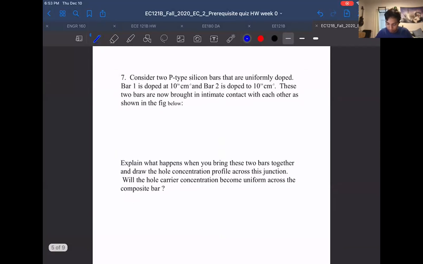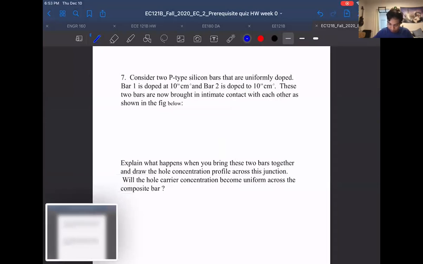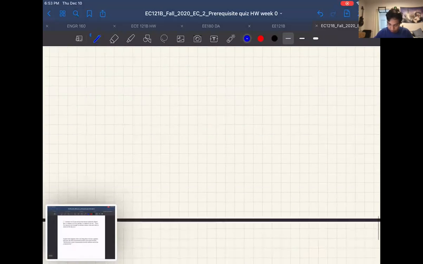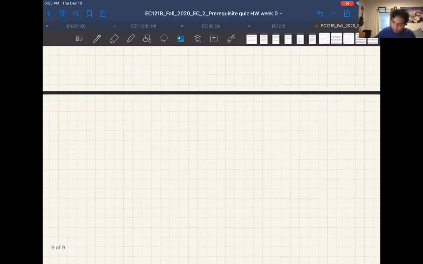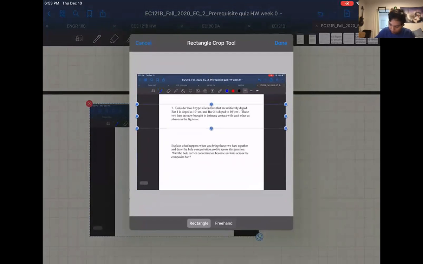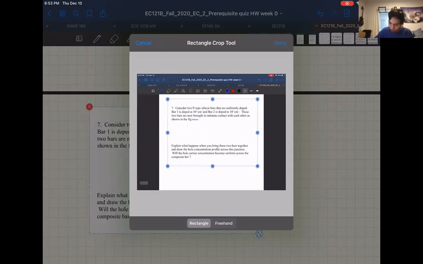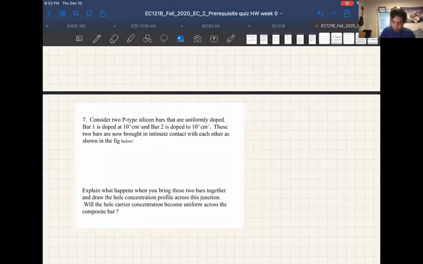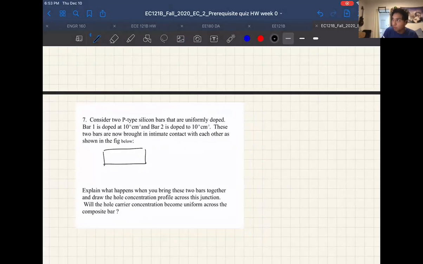Whoa. Okay. It's not there for some reason. Okay, so I'll draw the bar because I don't know why when I imported it, it didn't come through. So this is 2016.